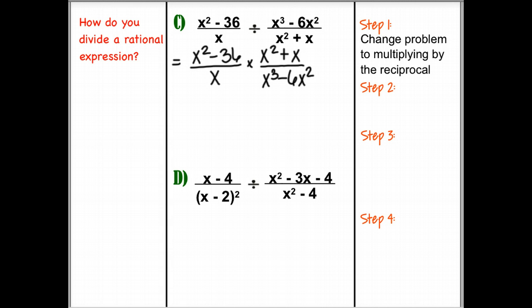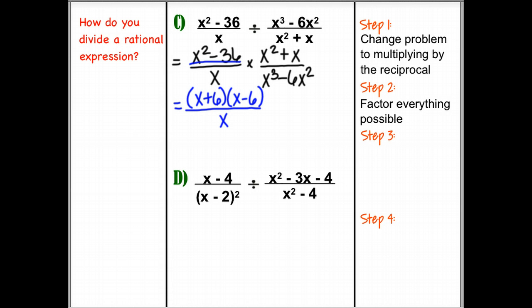The next thing I want to do is to factor everything possible. So when I do that, I realize that x squared minus 36 is a difference of squares. So I have x plus 6, x minus 6. Obviously I can't factor the bottom, so I will leave it x. And x squared plus x, I can factor out an x, which leaves me with x plus 1. And then on the bottom, I can factor out an x squared, which leaves me with x minus 6.